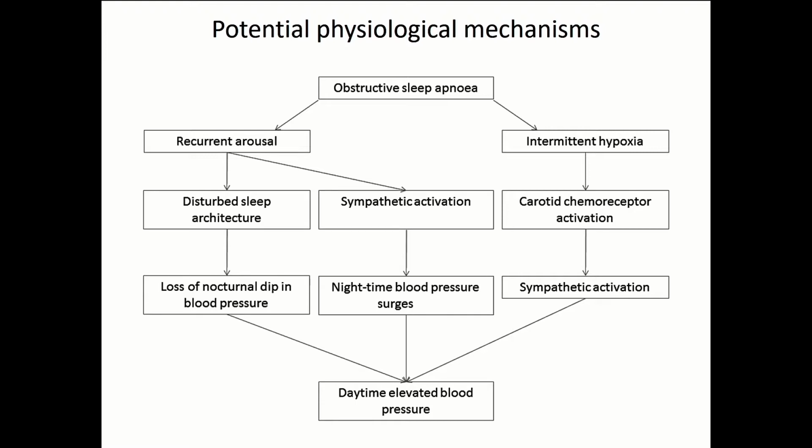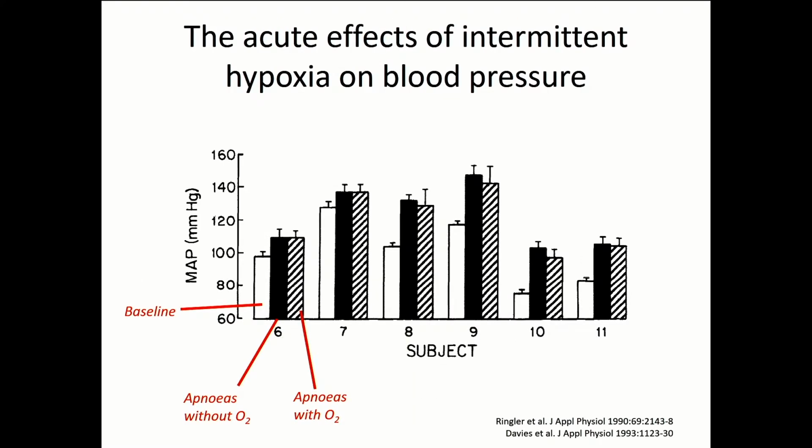Separate from this hypothesis, there is a hypothesis that intermittent hypoxia in and of itself can lead to sympathetic activation and raised daytime blood pressure. It's well known that the acute blood pressure rises caused by arousal overnight are due to arousal and not due to intermittent hypoxia.